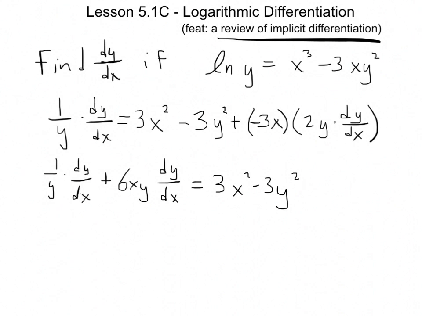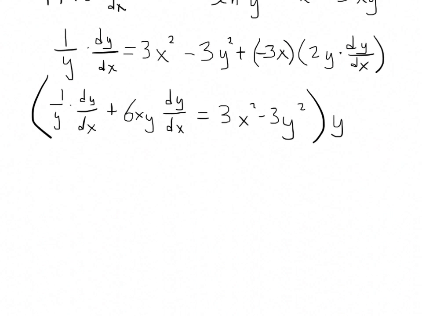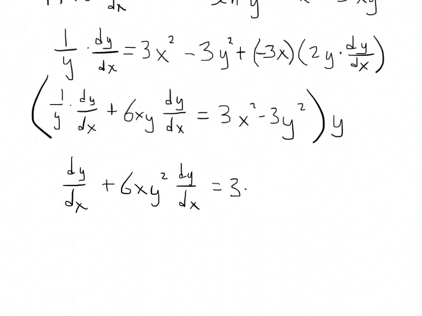And this is going to get a little bit messy. I'd really like to factor the dy/dx's out of these sides, but I kind of don't like the 1 over y being there. So I'm going to multiply the entire problem by a y right now, just to kind of remove that thing from the equation. dy/dx plus 6xy squared dy/dx equals 3x squared y minus 3y squared.